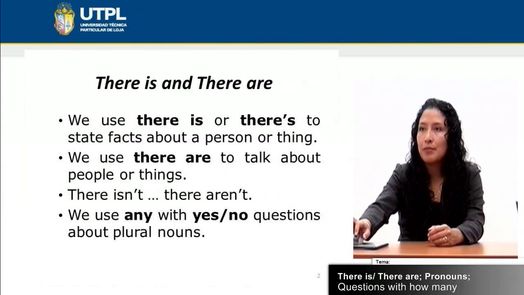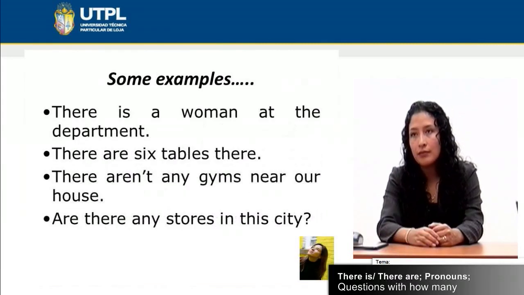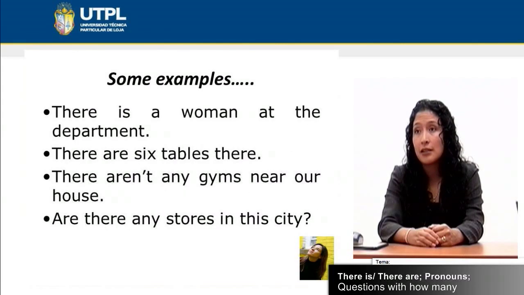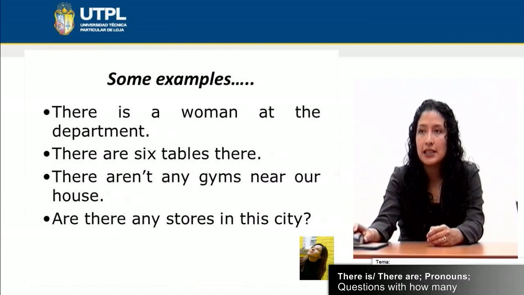Let's see some examples in the following slide, in which, for instance, in the first one, we are talking in a singular way. There is a woman at the department. In this case, we are using is because we are talking about a woman, which is singular. There are six tables there. Since we are talking about tables, which is a plural noun, we have to use there are. There aren't any gyms near our house.